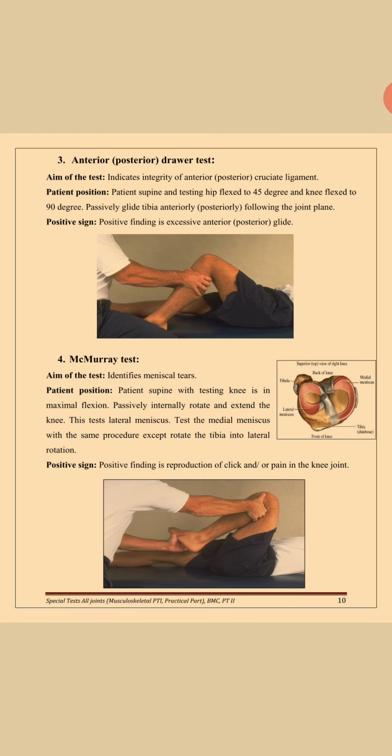McMurray test. Aim of the test: identifies meniscal tears. Patient position: patient supine with the testing knee in maximal flexion. Passively internally rotate and extend the knee. This tests the lateral meniscus. Test the medial meniscus with the same procedure, except rotate the tibia into lateral rotation. Positive sign: the positive finding is reproduction of a click and/or pain in the knee joint.